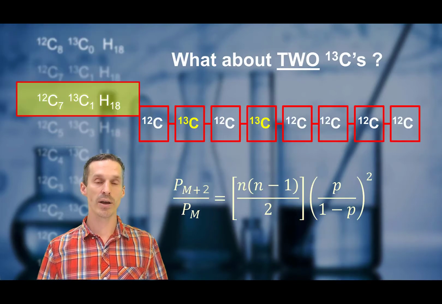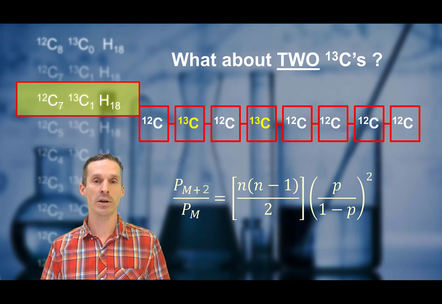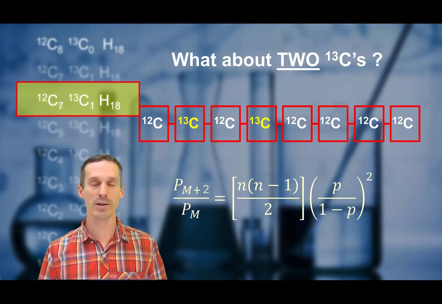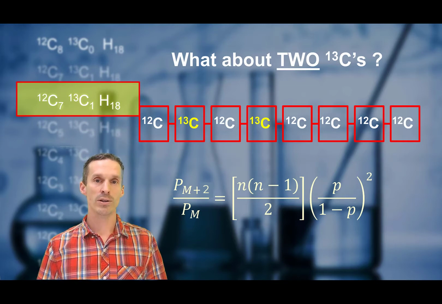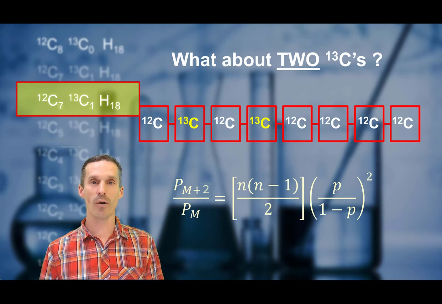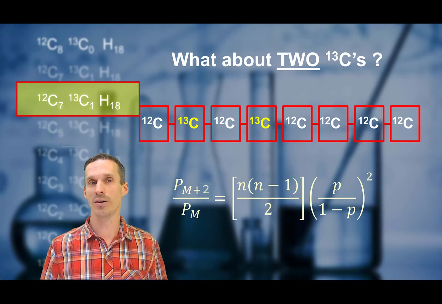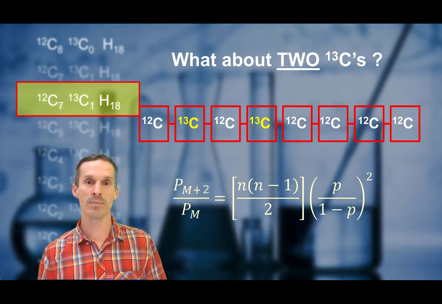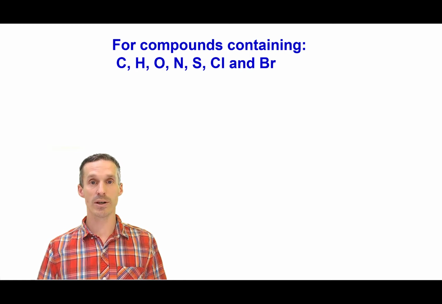Now I'm going to spare you the calculation of going through the probability of finding 2 carbon-13s, realizing that there's a lot of different combinations that we can get, but it still boils down to the expressions that I showed you before. So just skipping ahead to the final formula, the ratio of the abundance of the 2 carbon-13 over no carbon-13 is this equation right here.